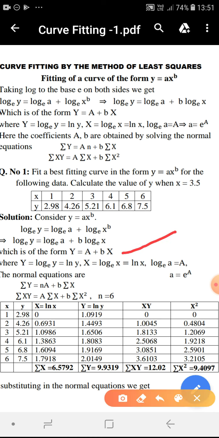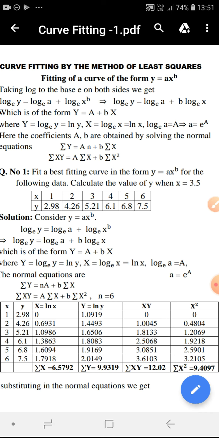To this equation, Y is equal to A plus bX, attach sigma to each term on both sides. You will get the first normal equation. Attach sigma capital X to each term on both sides. You get the second normal equation. So to complete these normal equations, we need to calculate summation capital X, summation capital XY, summation capital X square, and summation capital Y.